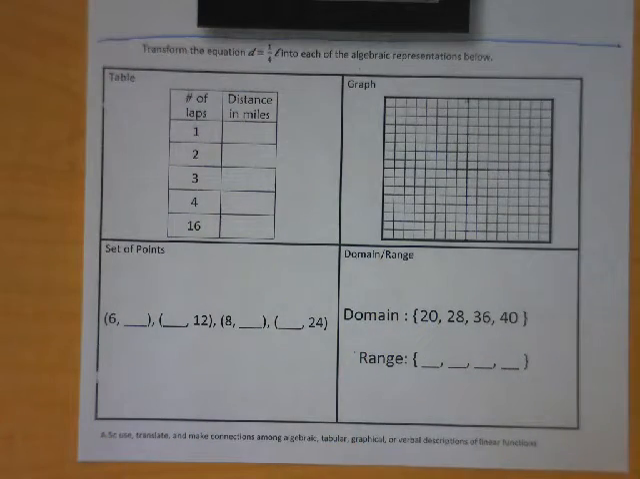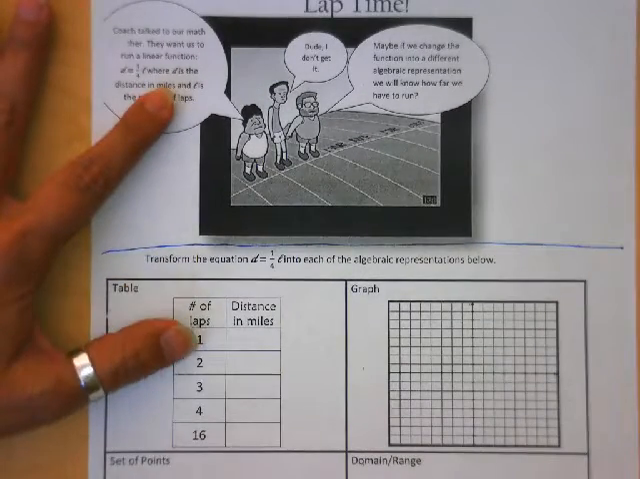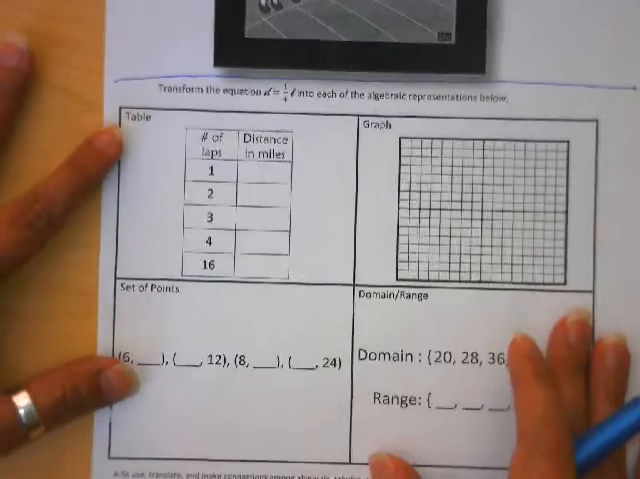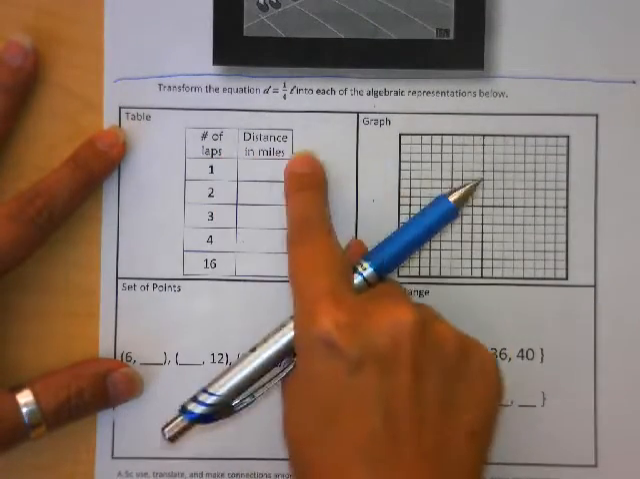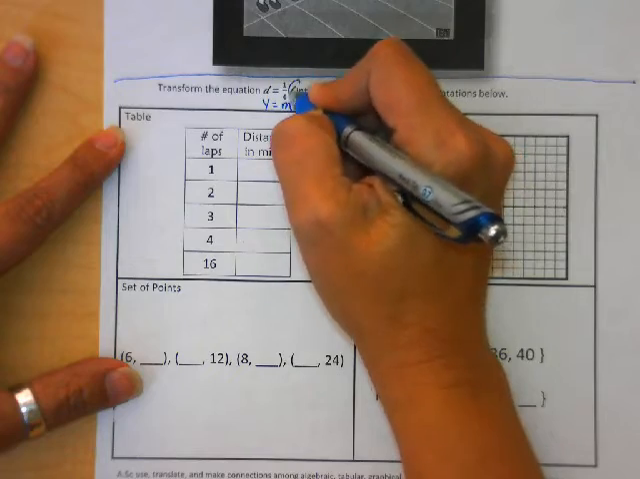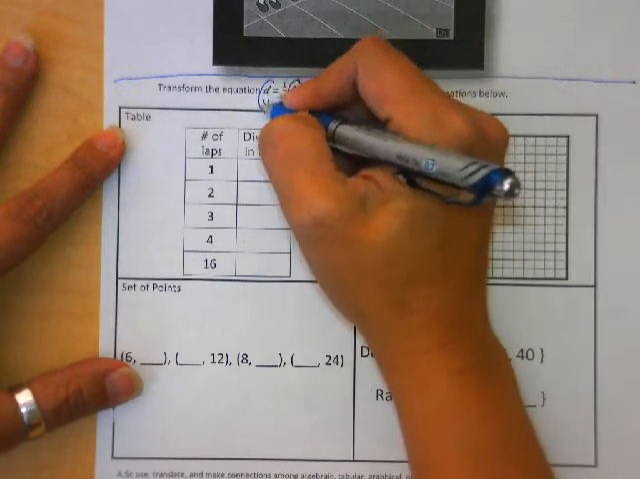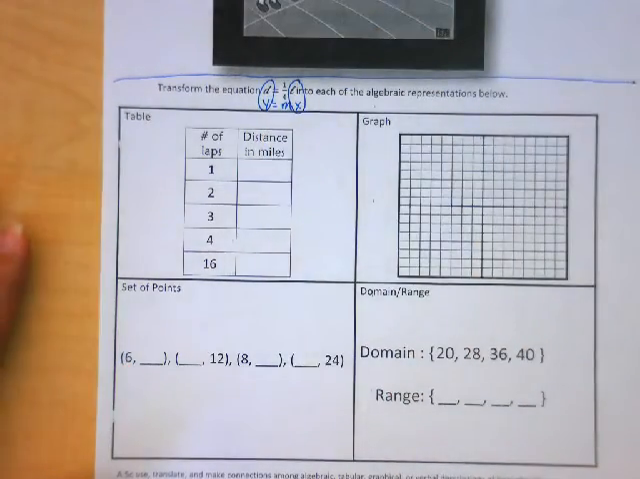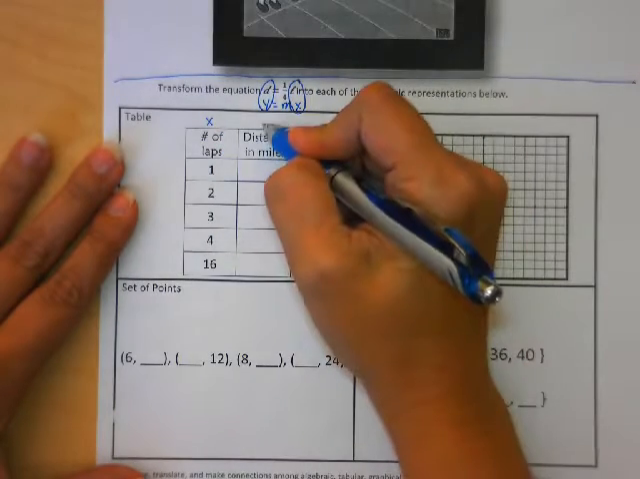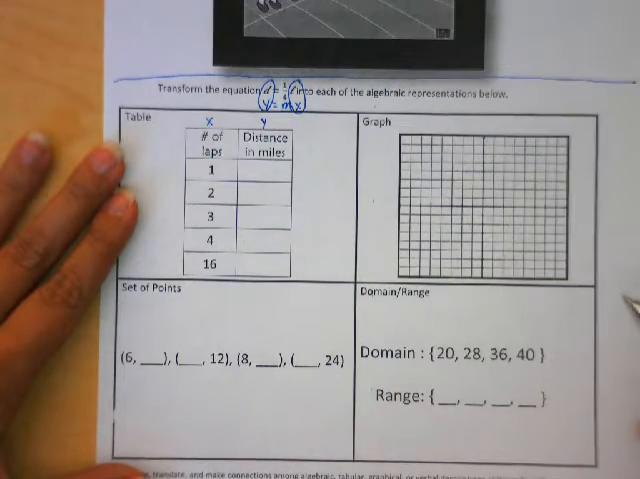So it says transform the equation D equals 1/4 L into each of the algebraic representations. If you look up here, it does tell you that D is the distance in miles and L is the number of laps. So you can also see here we talked about independent and dependent. So usually we write y equals mx. So you can see that laps is our independent and distance is our dependent. And you can also remember x on the left is independent, y on the right is always dependent.